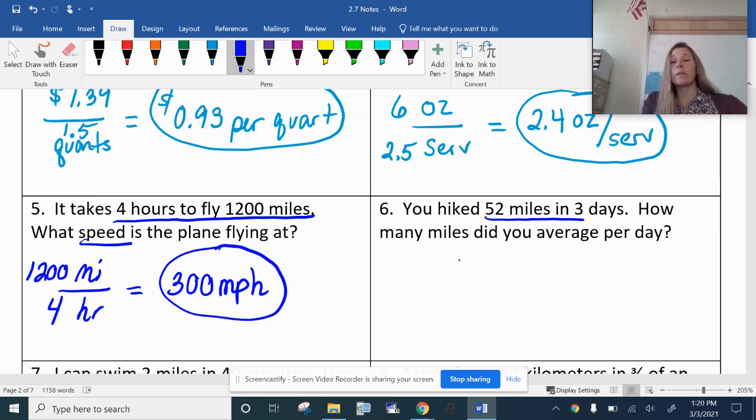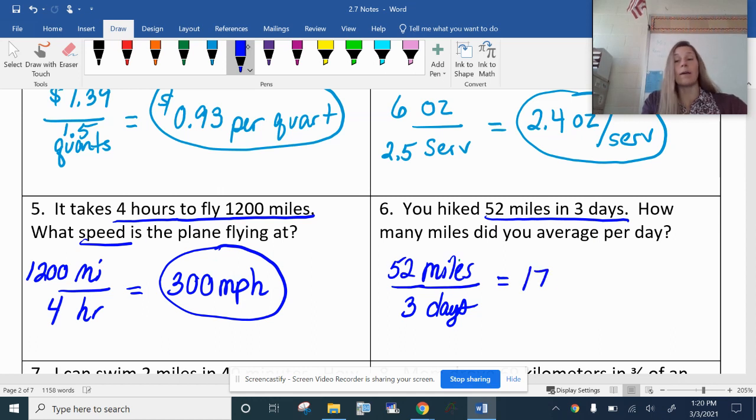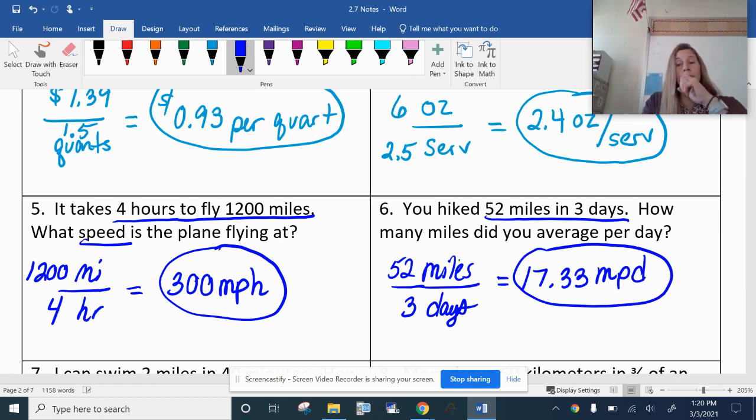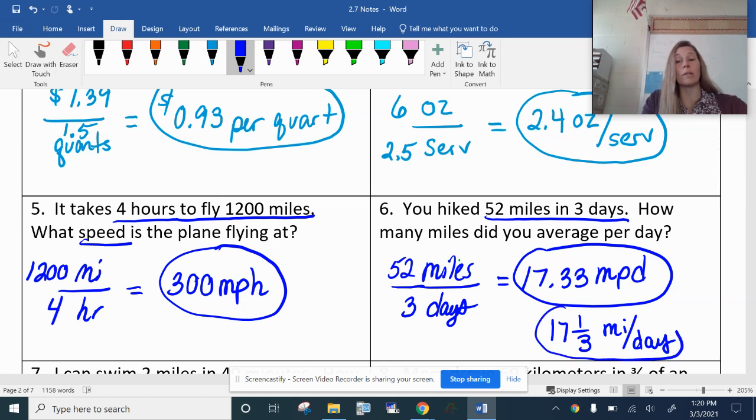You hiked 52 miles in 3 days. So this time we're doing miles per day. So 52 miles in 3 days would divide out to 17.33 miles per day. Or you could even write 17 1/3 miles per day. Okay, notice I used two different examples of how we could write the units. I also did it in fractions and decimals.